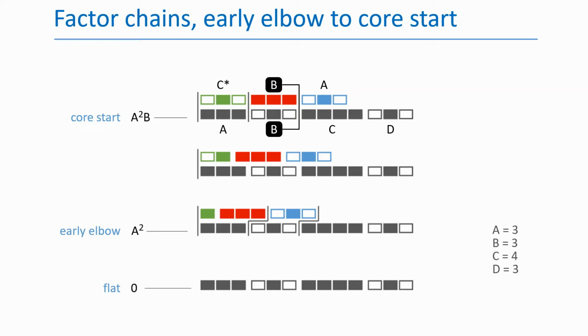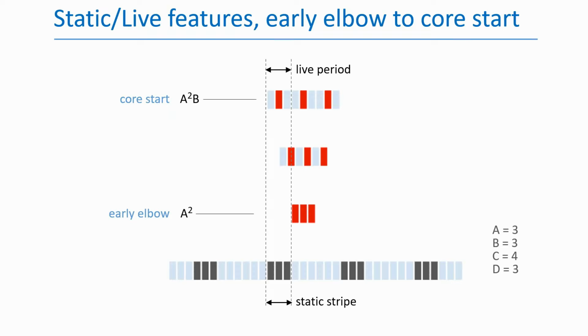Now let's return to the factor diagram. Because live B and static B share a ceiling and are also the same size, it means that they also must share a floor. And that floor is a ceiling for the next factors down the chain. Therefore, live C also shares a ceiling with static A. This also has a spatial interpretation, which is that the live period is the same width as the static stripe.